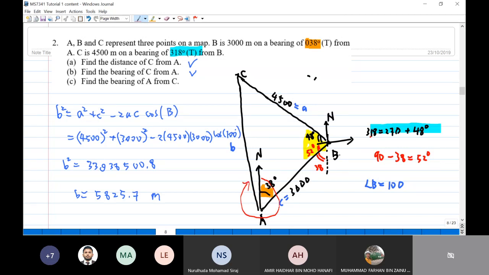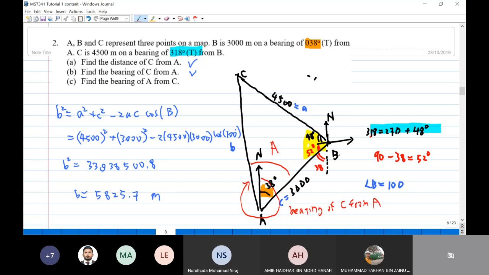This angle is the bearing of C from A. Measure from the North Pole all the way to C. The bearing of C from A is this one. So how to find the bearing of C from A? I need to find where angle A is. I need to know what this angle is.